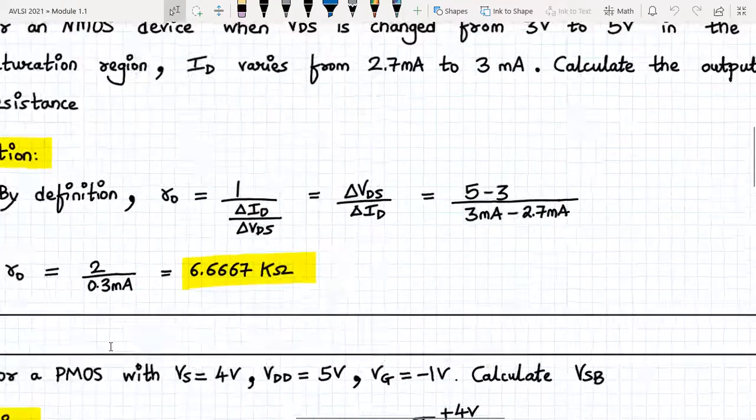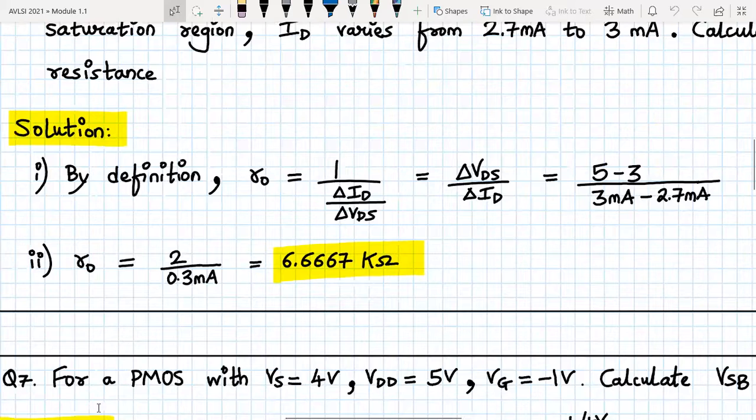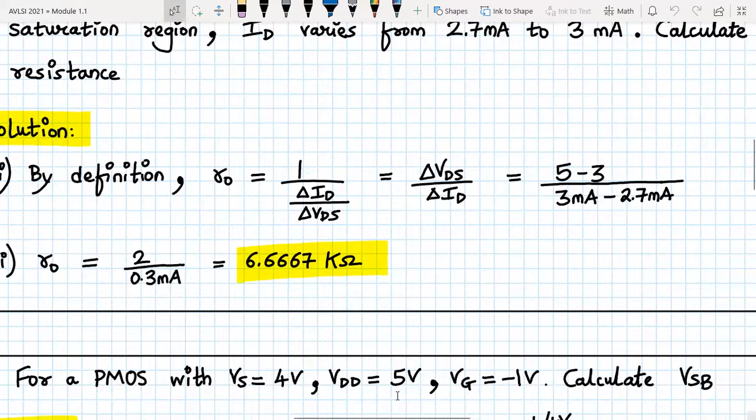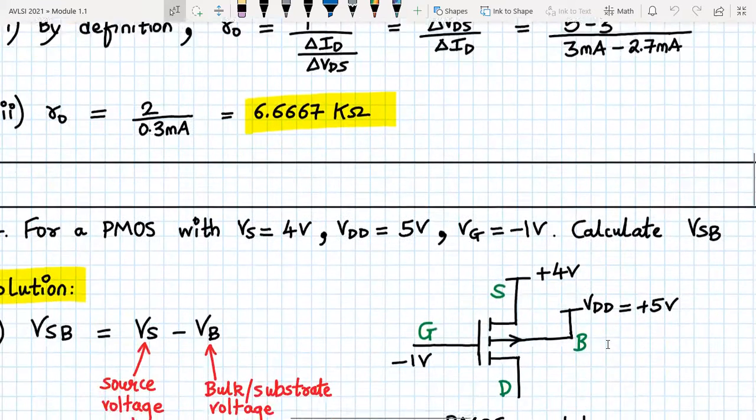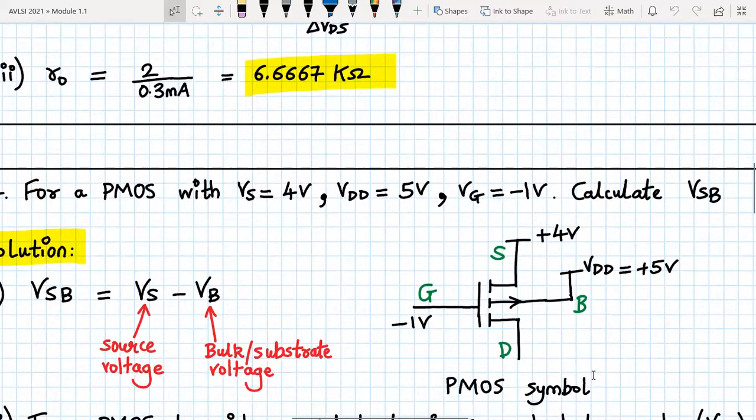Okay. Next, this is question number 7. For a PMOS with source voltage VS connected to 4 volt, VDD connected to 5 volt, and VG connected to -1 volt, we have to calculate VSB. So the first thing you do is draw a 4-terminal analog PMOS symbol. So here is my 4-terminal analog PMOS symbol. Your gate voltage is -1 volt. Drain voltage information is not given. Source voltage is connected to 4 volt and the body terminal is connected to VDD, that is 5 volt.